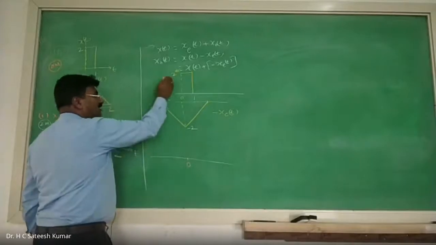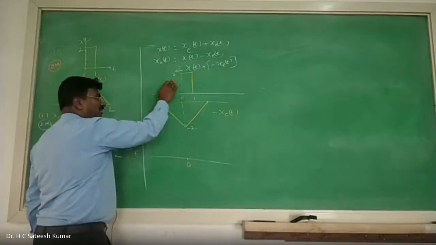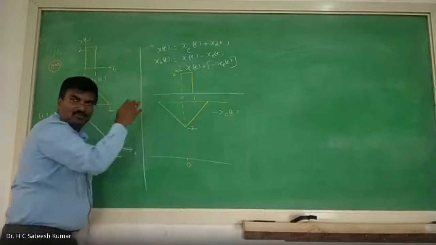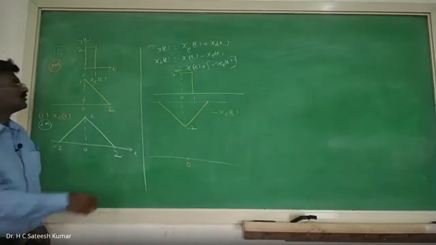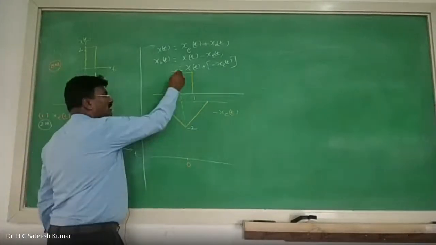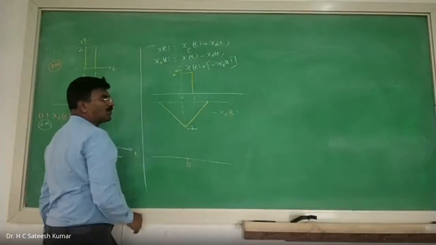Left hand side we don't know. Complete for t less than 0, x of t we don't know. Only right hand side we know. So right side only you do it. So now you go for this. So minus 2 plus 2 is 0. You start from this point.